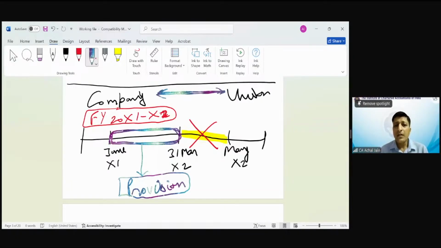Correct? Clear on this? Everyone clear? Any questions, any doubts so far? Everyone clear? Any questions? Any doubts if you have? No?